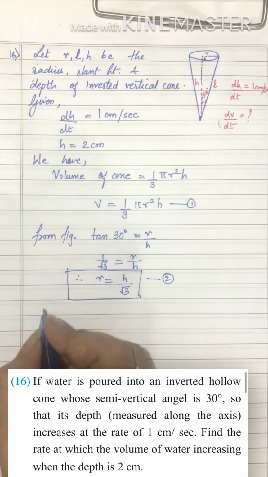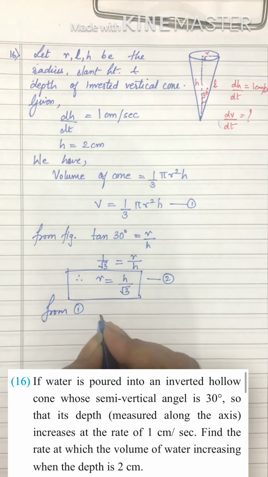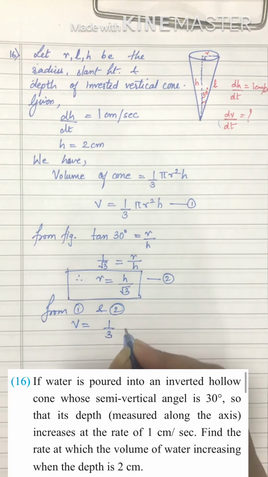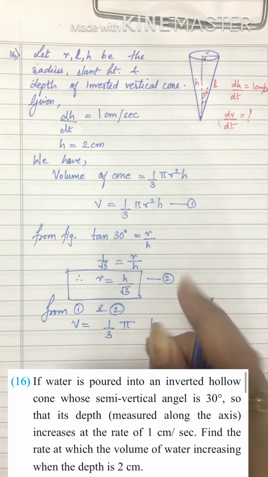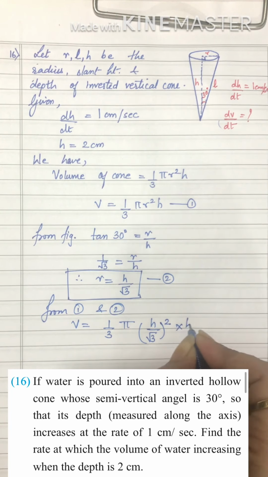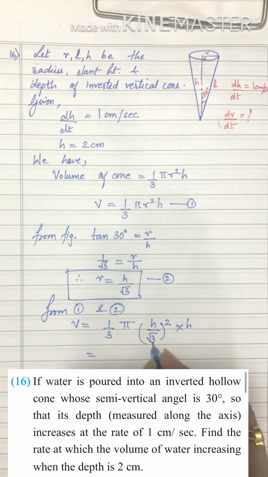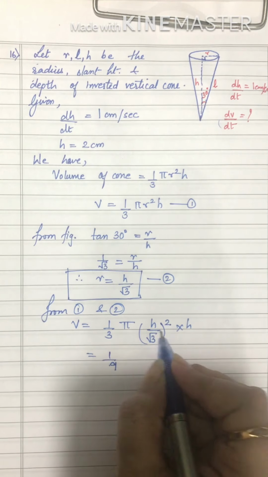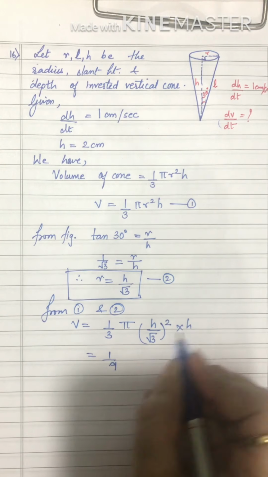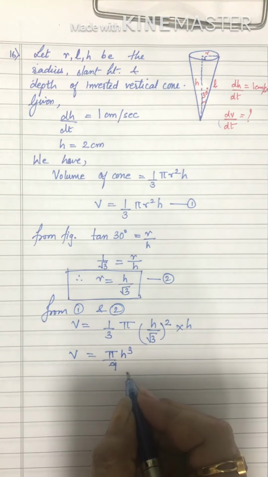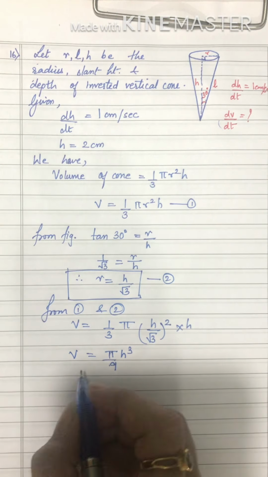So now from 1 and 2, we get V is equal to 1 upon 3 pi. In place of r, we will put this value which we got, h upon root 3 whole square into h. So next we get root 3 square into 3, so 1 upon 9, h square into h. So we get pi h cube. V is equal to pi h cube upon 9.